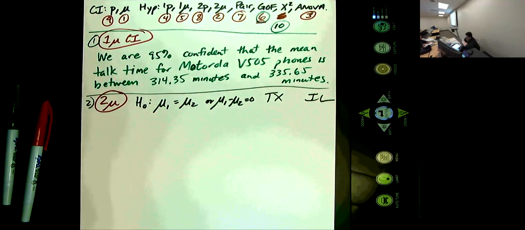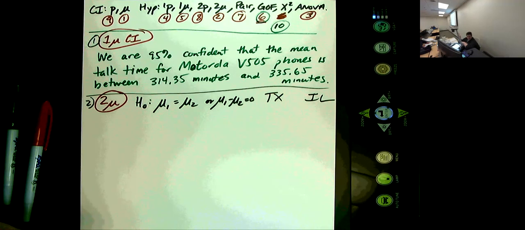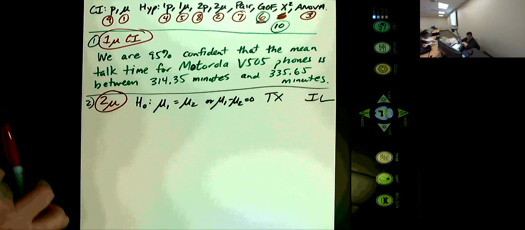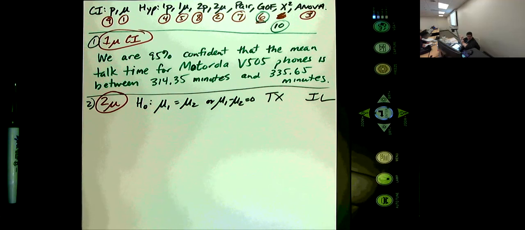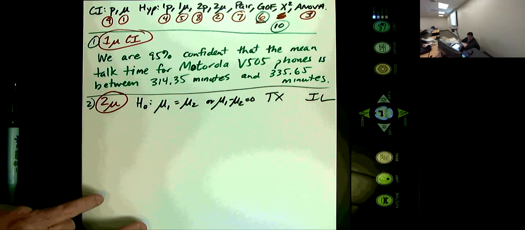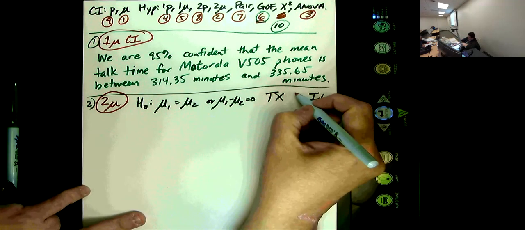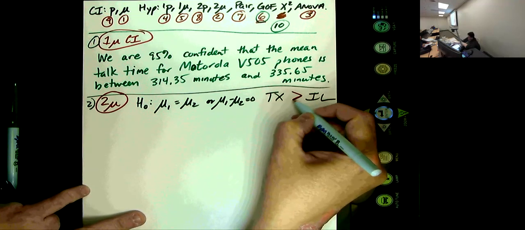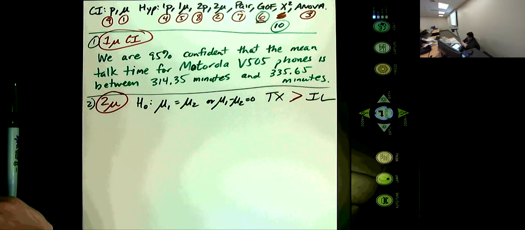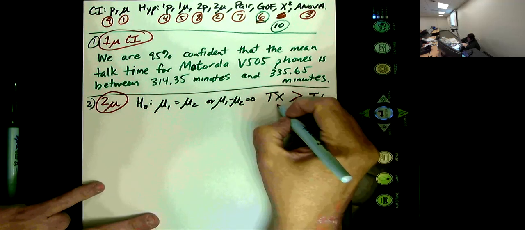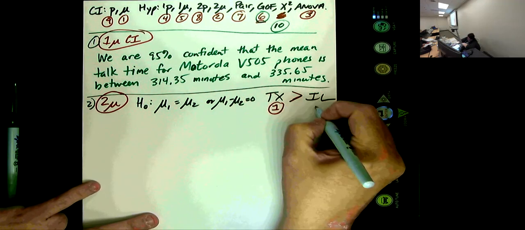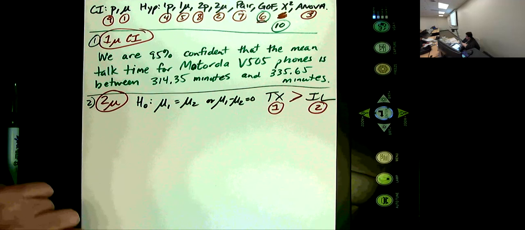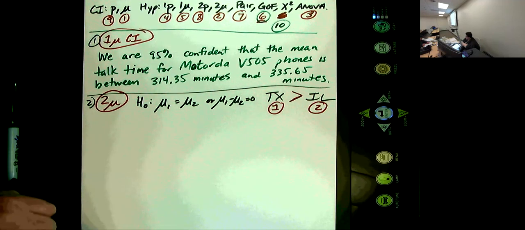I need to know what group's what though, because it may matter here. It says he wants to know, does the evidence suggest that the pH of rain in Houston is greater than the pH of rain in Illinois? So the order of the grouping really matters here for HA. I'm going to call the Texas group, the Houston group, group 1, Illinois group 2. That's all you really need to do to label it.